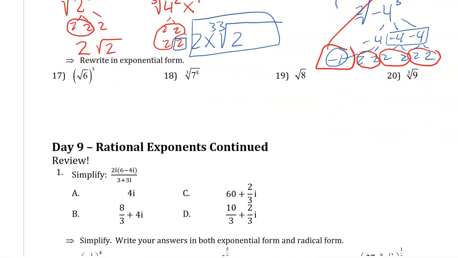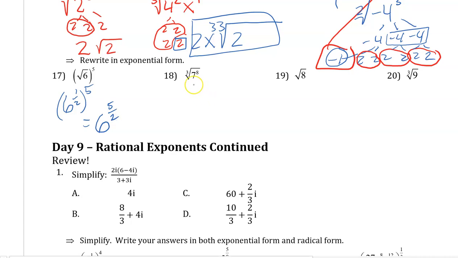Rewrite in exponential form. Let's see, that's the square root of 6, which is 6 to the 1/2. And then I'm going to raise that to the 5th power. Rules of exponents. A power to a power. We multiply the two powers together. 1/2 times 5 is 5 halves.